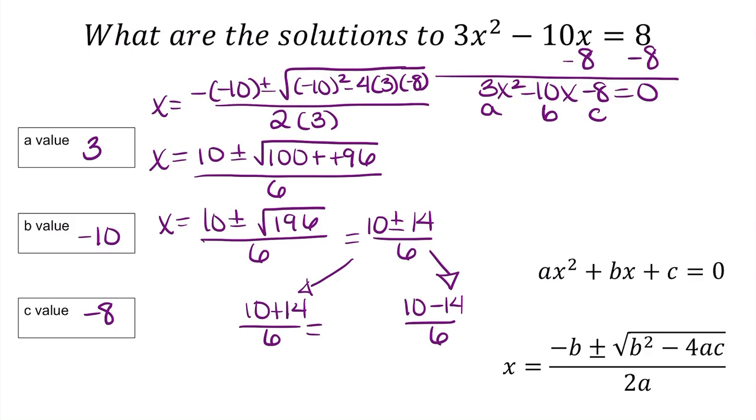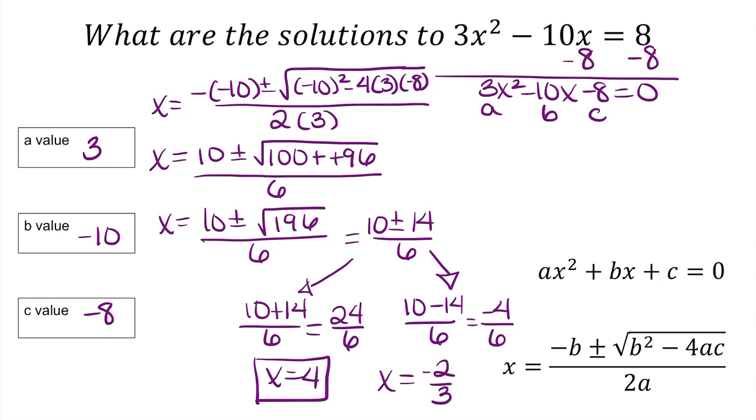10 plus 14 is 24, so I have 24 over 6, which gives me x equals 4 as one of my solutions. And then I have 10 minus 14, which equals negative 4 over 6. So that's negative 4 over 6, and if I reduce that fraction, I get x equals negative 2/3. So those are my two solutions to this quadratic equation.